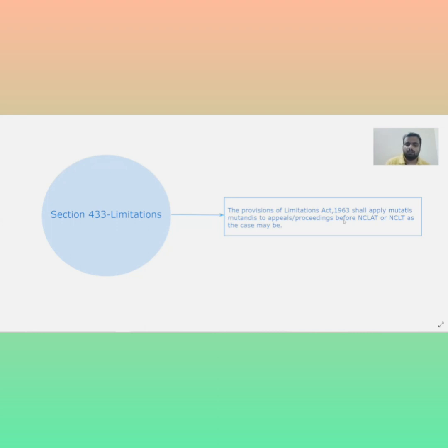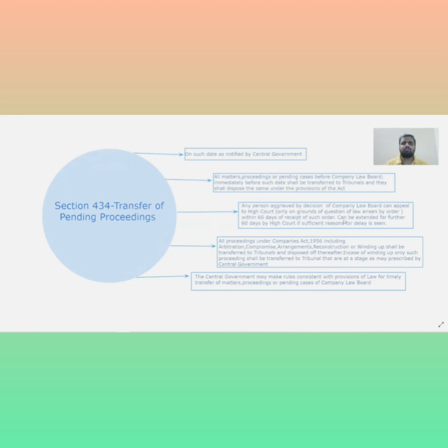Now, coming to the last section, I would say this is pre-era. Till now we are learning the post-era things. Now, what of all the cases which were pre-era, that means when the Company Law Board existed. To start off with this section, every authority is with the central government. For example, in the first point, the date on which the cases have to be transferred from the CLB to the tribunals will be decided by the central government.